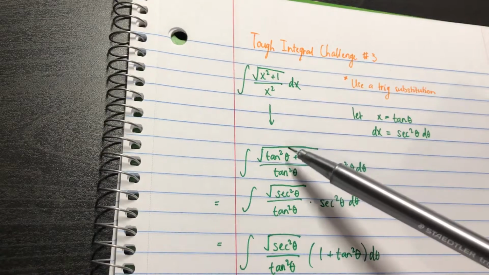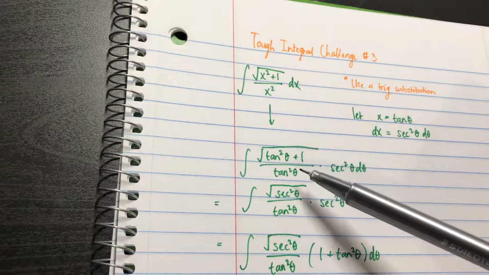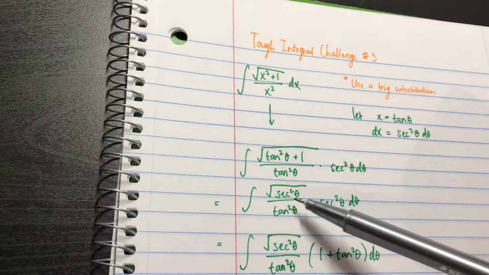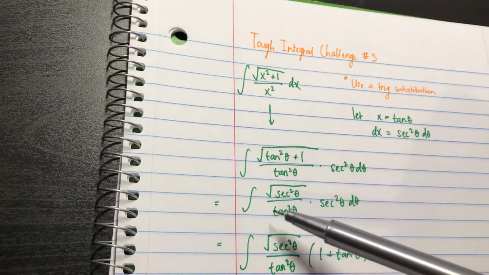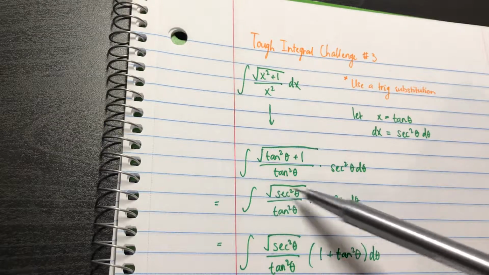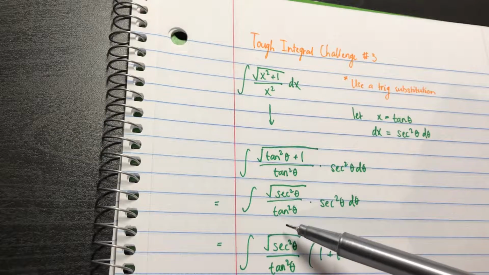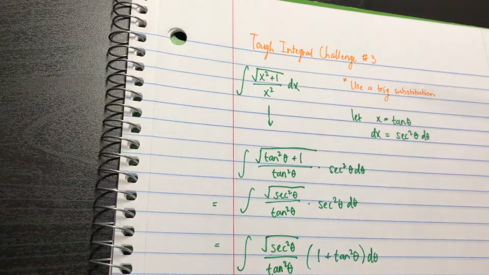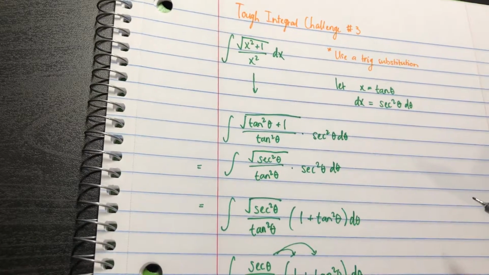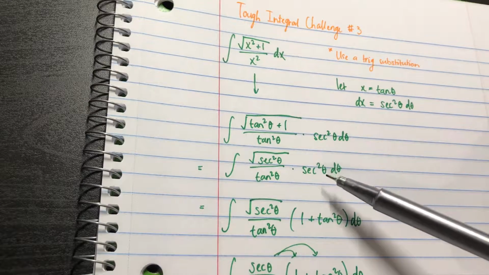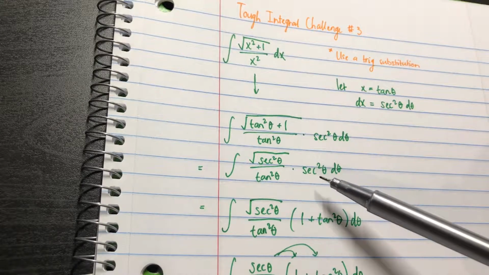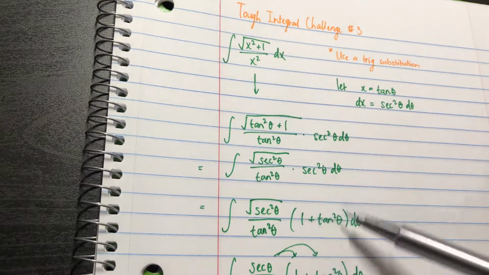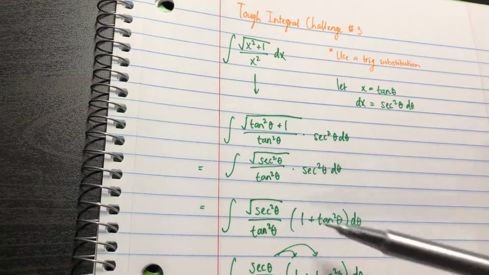We can simplify the numerator by making use of the identity that tan squared theta plus 1 is equal to secant squared theta. So we modify the function so that we have the square root of secant squared theta over tangent squared theta times secant squared theta d theta. Next, we make use of the identity again, that secant squared theta is equal to tangent squared theta plus 1, and we assign that to the secant squared theta that's outside of this fraction.